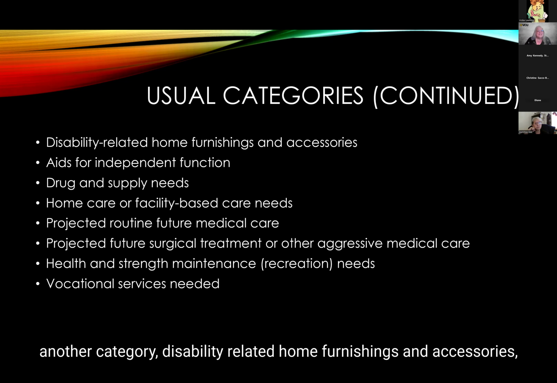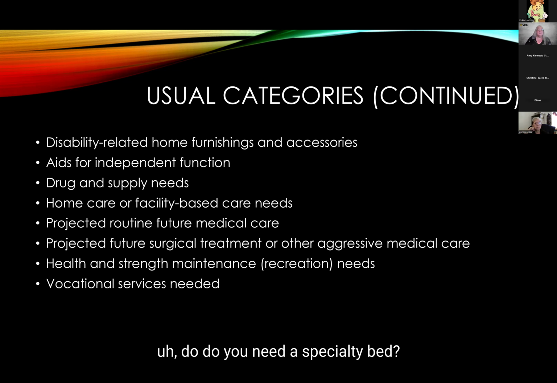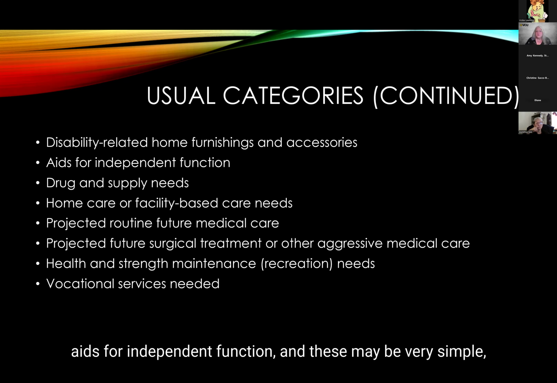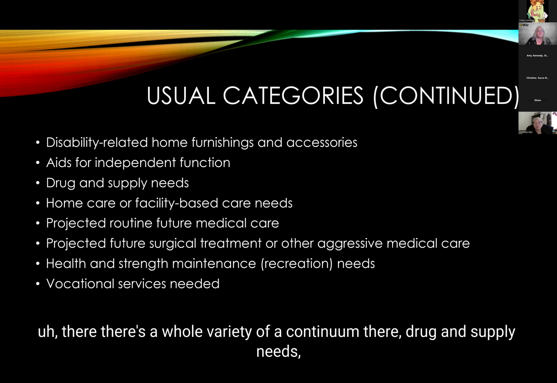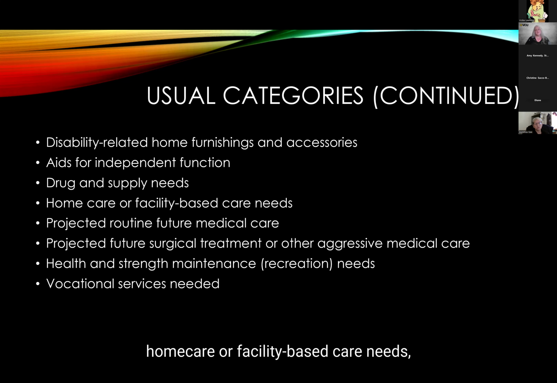Another category, disability-related home furnishings and accessories. Do you need a specialty bed? Do you need the variety of things that may need to be modified, and accessories that may be needed to make the home accessible? Aids for independent function, and these may be very simple, inexpensive ones, or rather complex, more expensive ones. There's a whole variety, a continuum there. Drug and supply needs, home care or facility-based care needs.